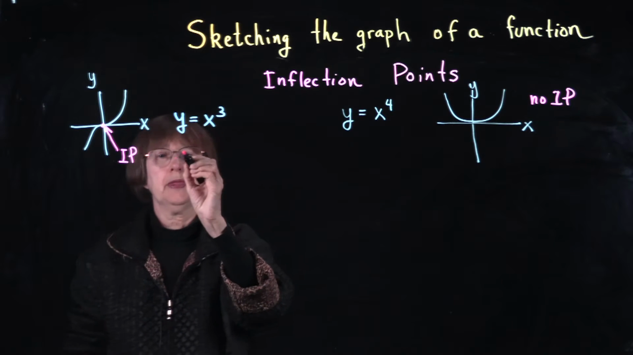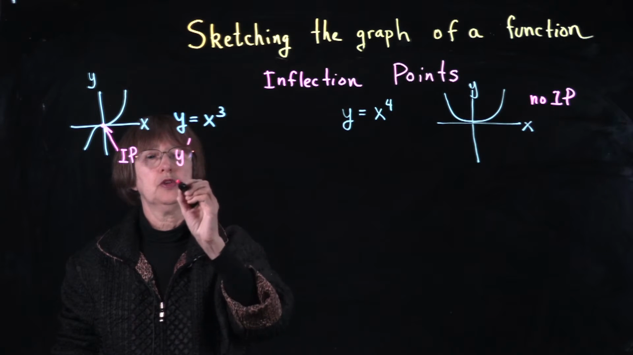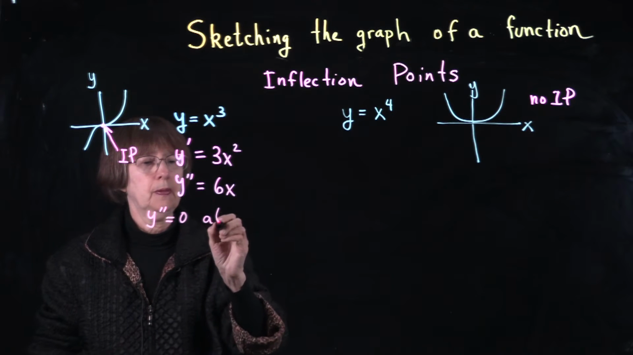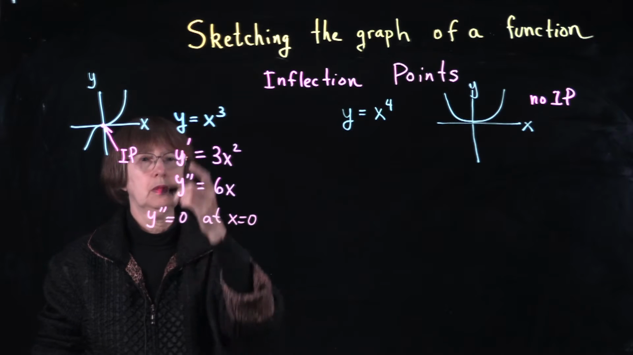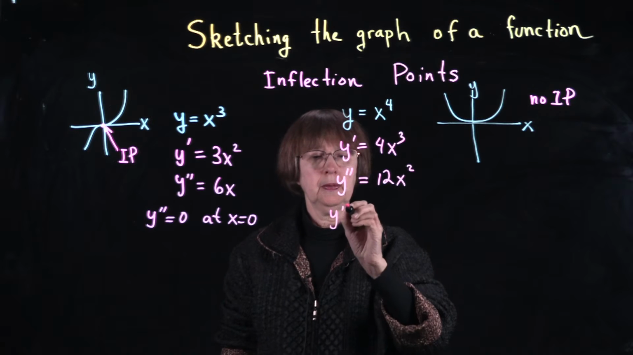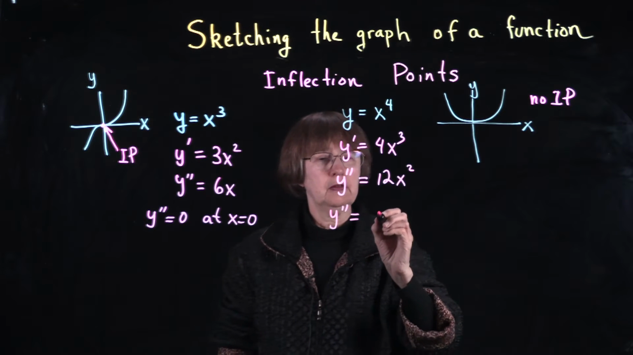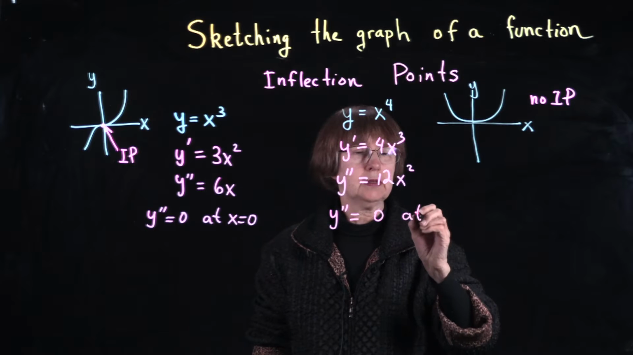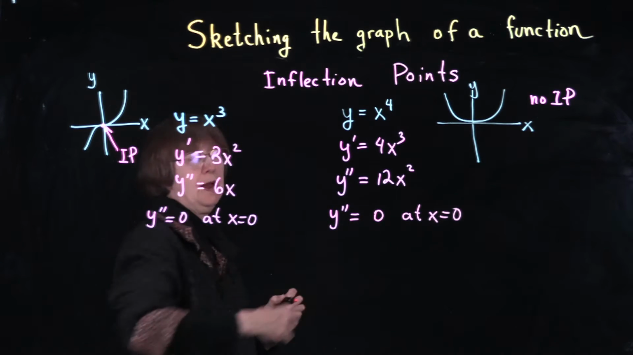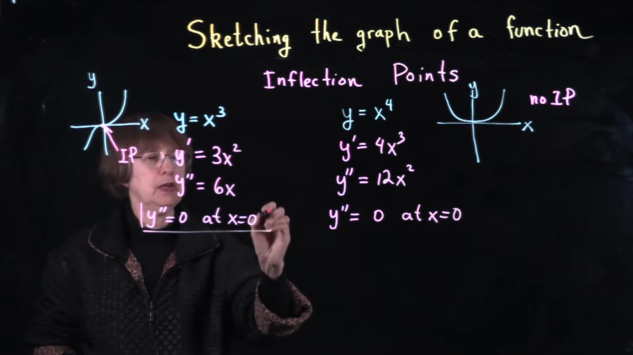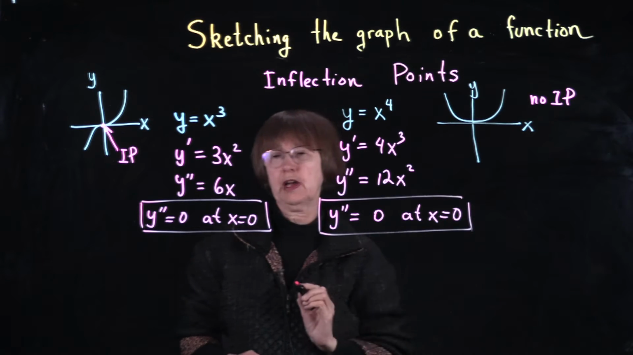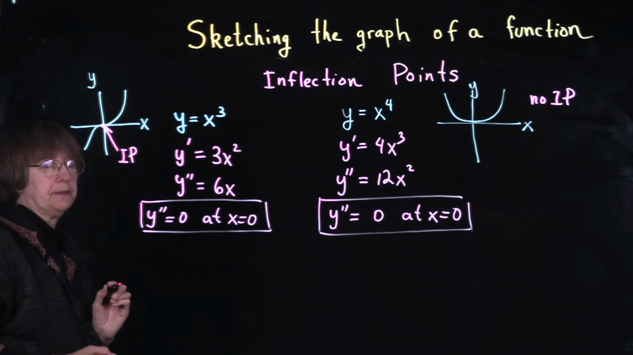Now let's notice something about the first and second derivatives in each of these cases. The second derivative is 0 at x equals 0 for this graph. Now let's look at this function. We notice that here too, the second derivative is equal to 0 at x equals 0. So both of these functions have the property that the second derivative is 0, but only one of them is a graph that has an inflection point. What is going on here?